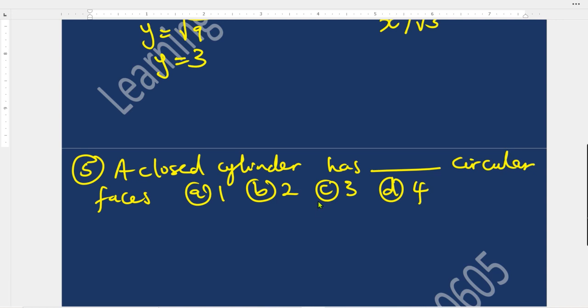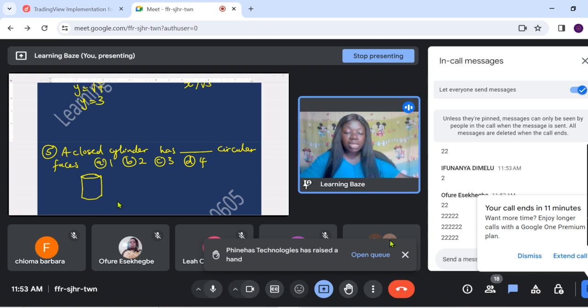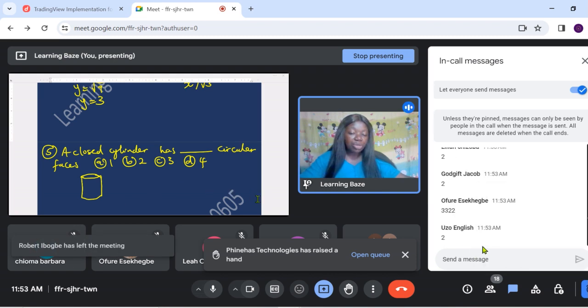Now, what's a cylinder? The shape of a cylinder is like the tin of Milo or milk. Okay, this is a cylinder. And when the cylinder is closed, listen attentively, how many circles will it have? Type your answer in the comment section. When it is closed, when you just bought something new and it has not been opened, how many circular faces does it have? All right, thank you. The answer is 2.